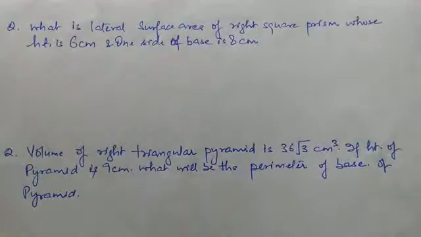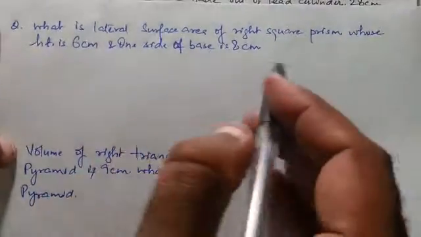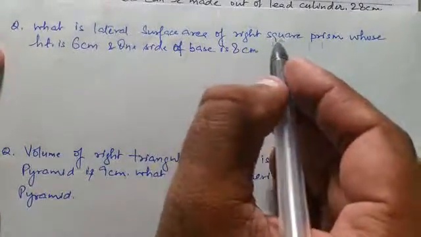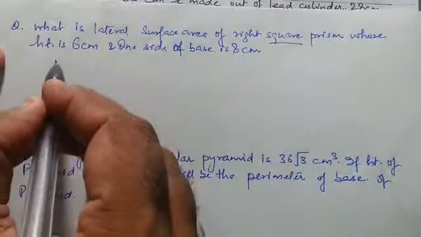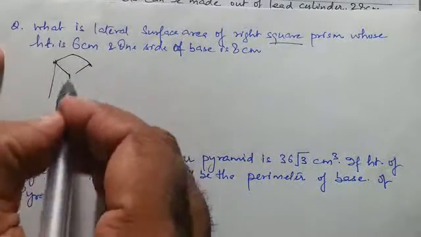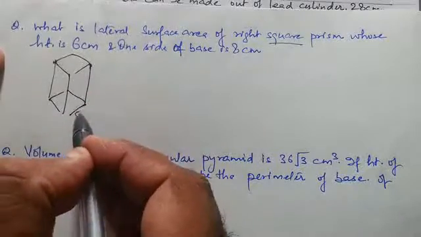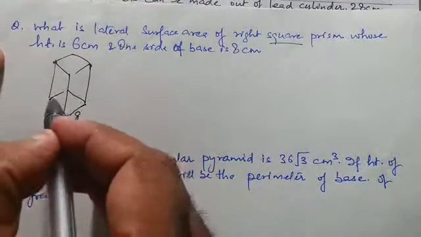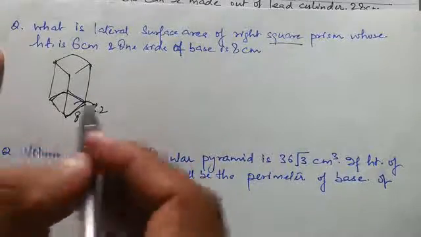Now a good question on prism. What is the lateral surface area of a right square prism whose height is 6 and one side of the base is 8 centimeter? So a prism is this sort of structure that we have already talked of, correct? One side of the square is given as this one, so that means the perimeter of the square is 32. The perimeter of the base is 32.